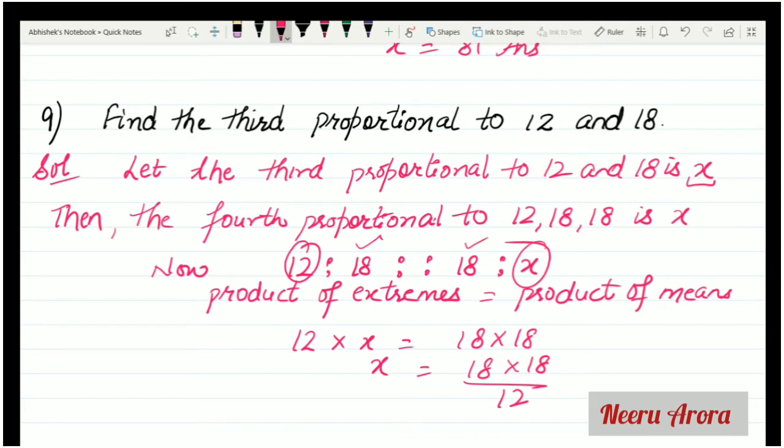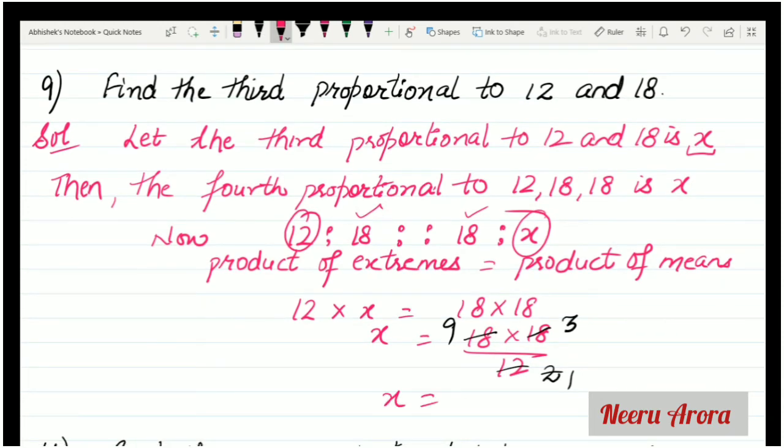Let's do the cutting. Both are divisible by 6. 6 3s are 18. 6 2s are 12. 2 9s are 18. So the value of x is 9 into 3, that is 27. So hence the third proportional to 12 and 18 is 27.